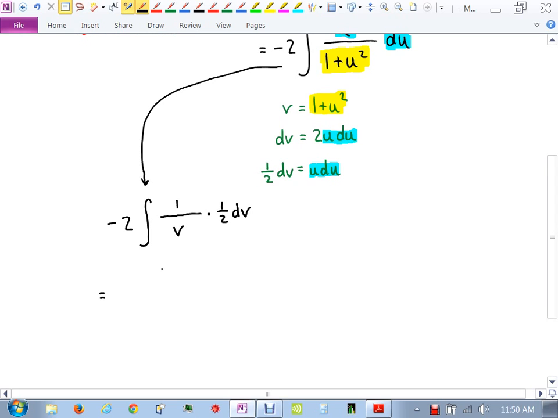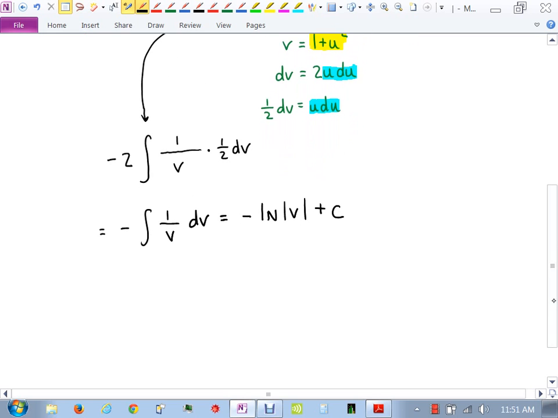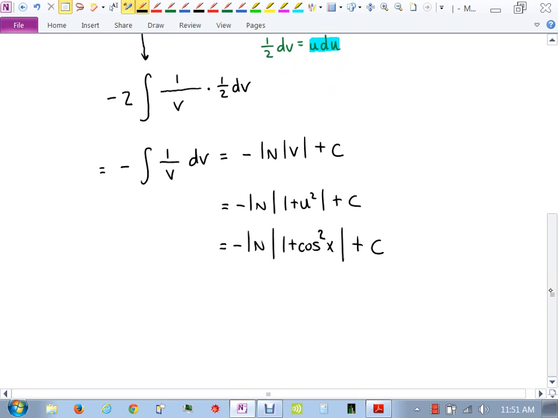I'm going to pull the 1/2 out. It's just going to become negative integral 1 over v dv. The antiderivative of 1 over v is natural log. So minus natural log absolute value of v plus a constant. Now replace what v is. So now we're going back. Negative natural log, v was 1 plus u squared plus a constant, but u was what? Cosine. So it should be negative natural log absolute value 1 plus cosine squared x plus C.